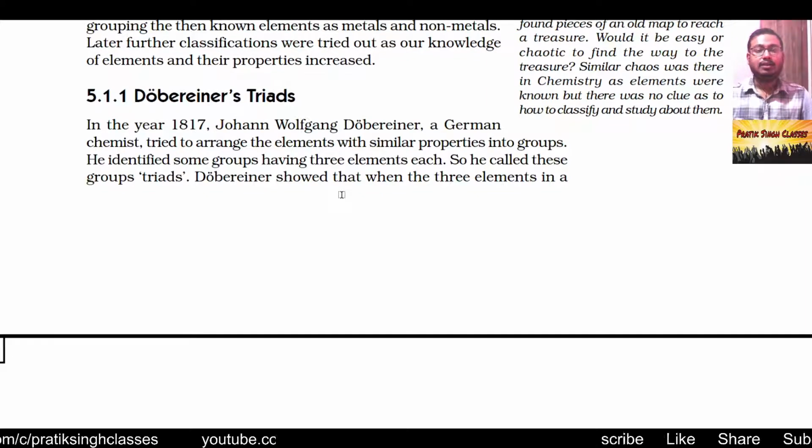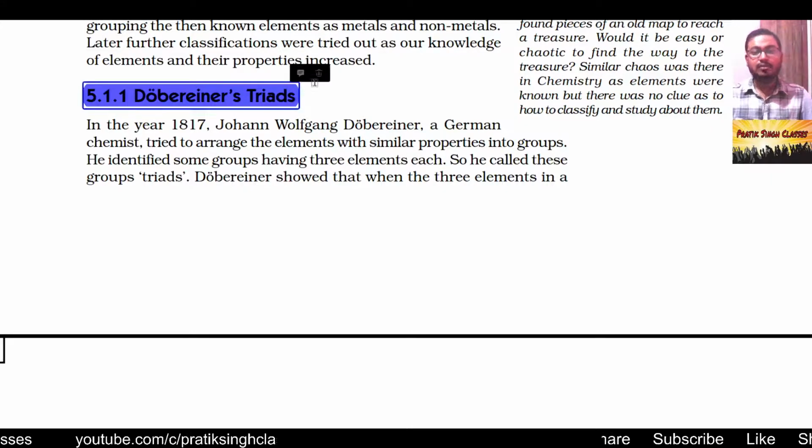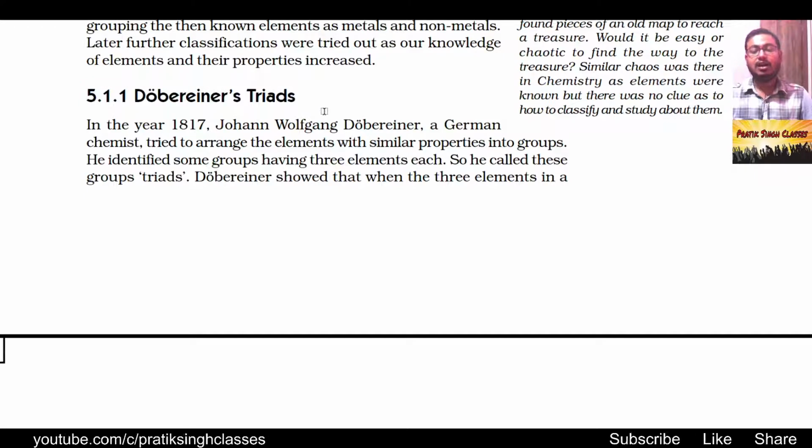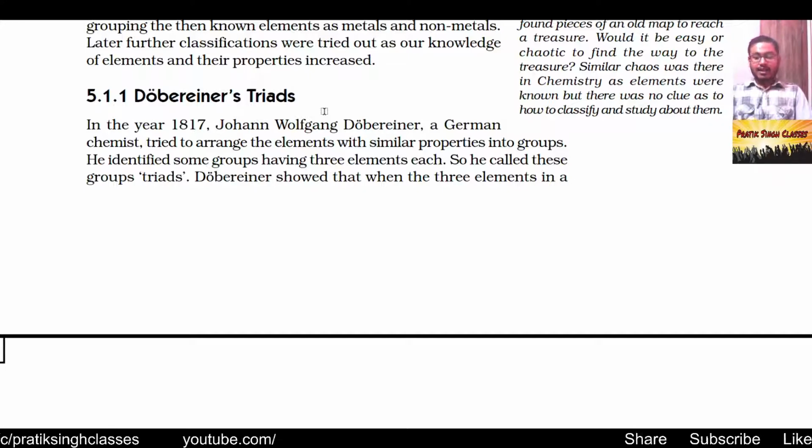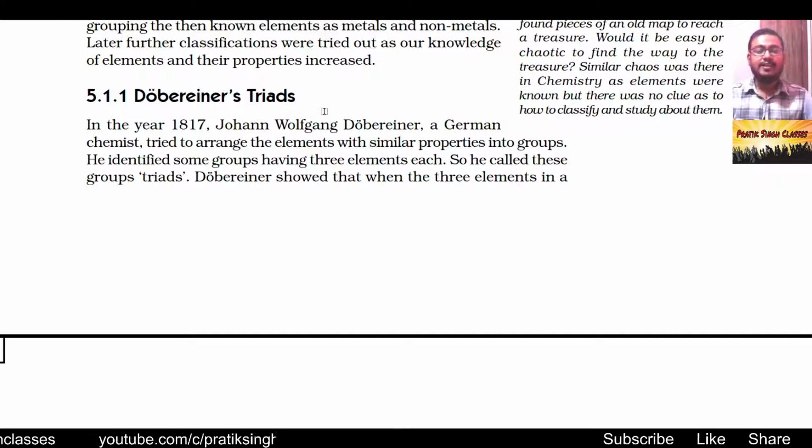The first one is Döbereiner's triads, section 5.1.1. Even though this triad is of no use now, it gives a lot of hints about how Döbereiner tried to arrange the elements in triplets. It was of great importance, the ice-breaker for the later physicists and chemists to find a trend in the elements and their properties, and to make the work easy. This was more than 200 years ago.